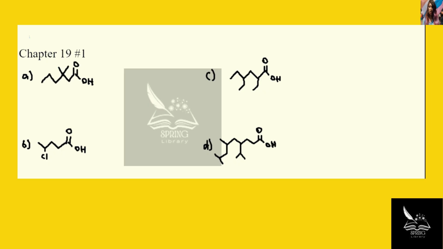In naming them, what we need to bear in mind is that we need to number the carbon that's part of the carboxylic acid as carbon number 1. And then we need to be sure to find the longest chain and then just name substituents as we would whenever we do IUPAC naming.